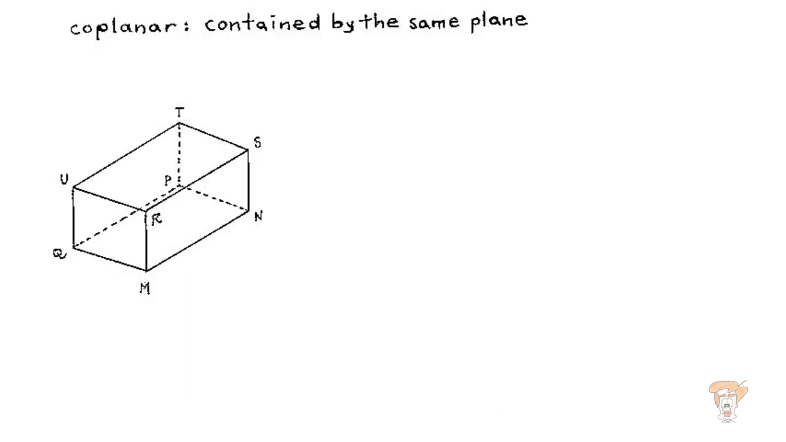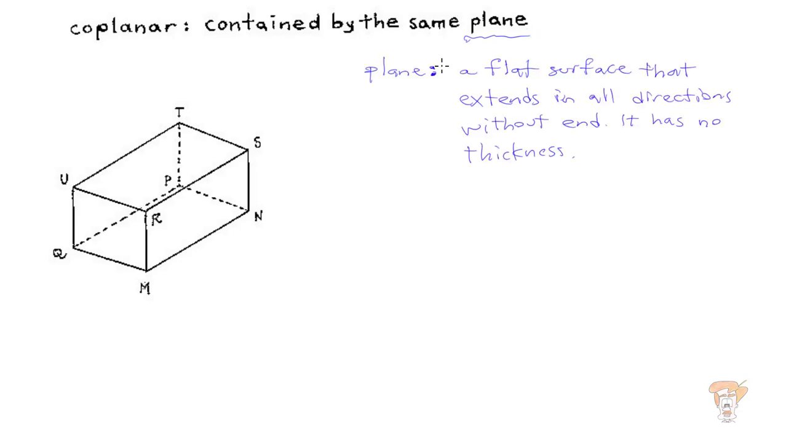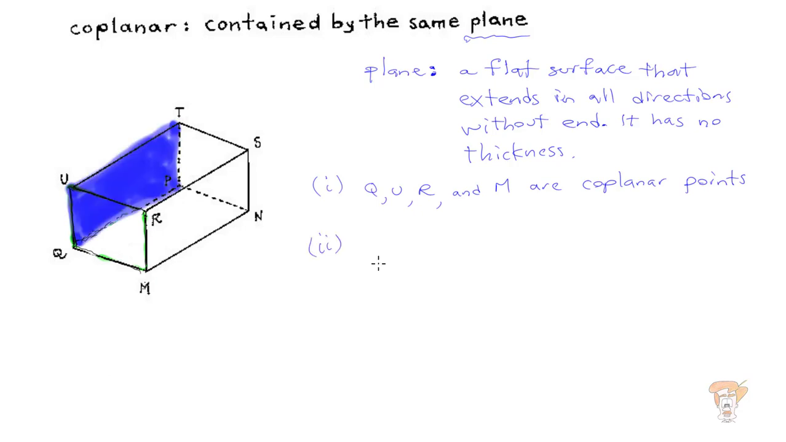The definition of coplanar is contained by the same plane. Recall the geometric definition of a plane. A plane is defined as a flat surface that extends in all directions without end. It has no thickness. Q, U, R, and M can be contained by a flat surface. Therefore, Q, U, R, and M are coplanar points. Q, U, T, and P can be contained by a flat surface. Therefore, Q, U, T, and P are coplanar points.